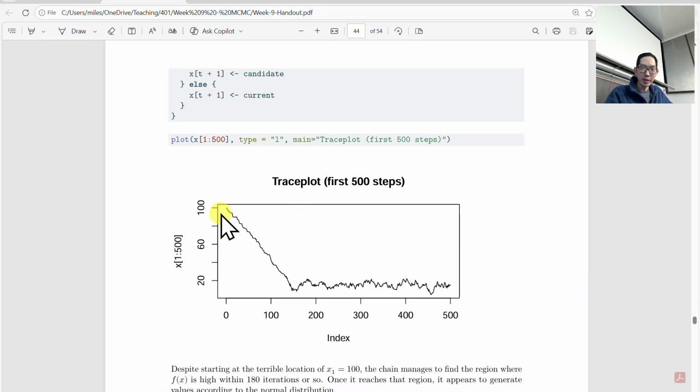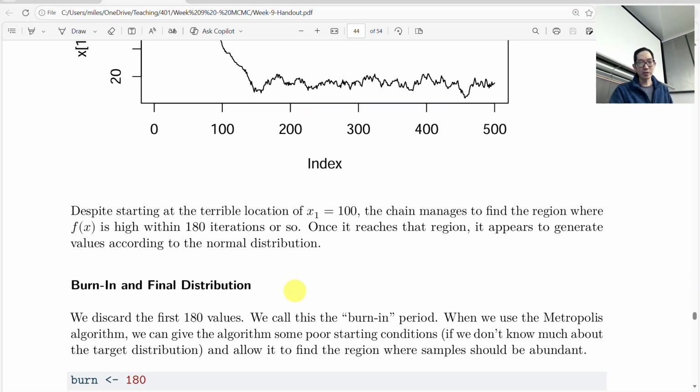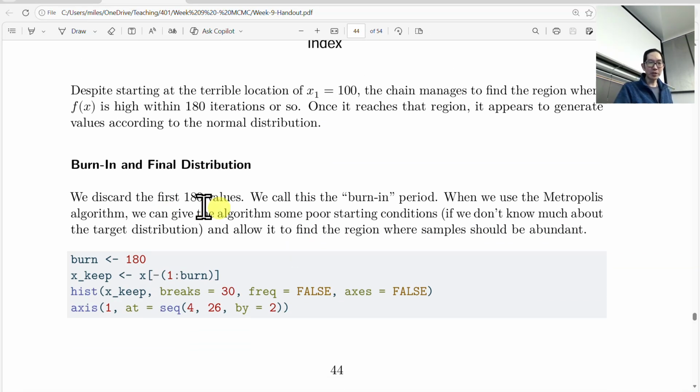All of this stuff is junk, because I had a terrible location, and the beginning part takes a long time to reach where I want to be. So this is what we call the burn-in period, and I'm going to just throw these away. I discard the first 180 values or so, that burn-in.